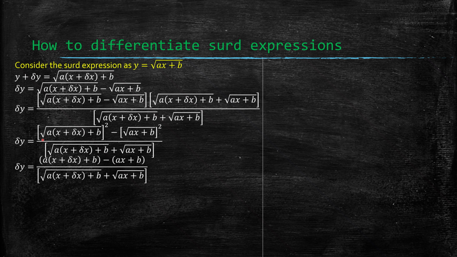Let us focus mainly on the numerator, but keep on writing the denominator the way it is. So when you further simplify this expression, you're going to realize that this a is going to multiply and becomes ax plus a small change in x, then plus b, and then minus ax minus b. Now this negative ax is going to go with this positive one, and this positive b is going to go with this negative b, such that we only remain with a small change in x over this expression.